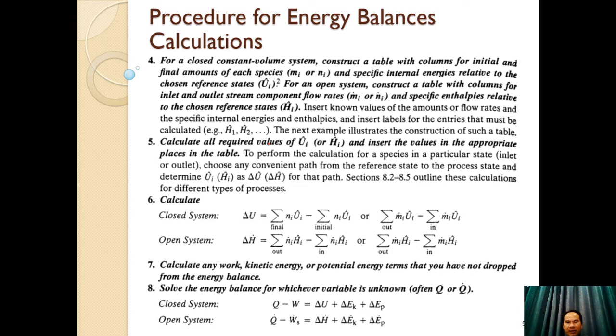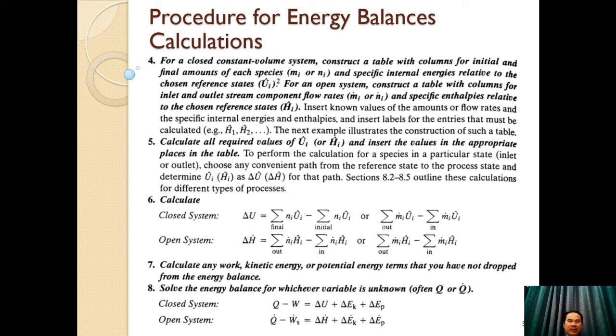Once you know the enthalpy, or the internal energy of the initial state or final state, and you know the mass or mole, or the mass flow rate or molar flow rate, you can calculate the energy. For example, for a closed system, you consider internal energy: delta U equals the summation of n_i U_i for the final state minus the summation of n_i U_i for the initial state. Or sometimes the summation of m_i U_i out minus m_i U_i in.